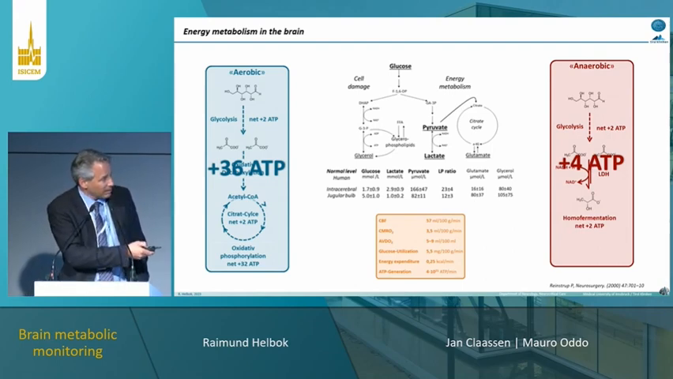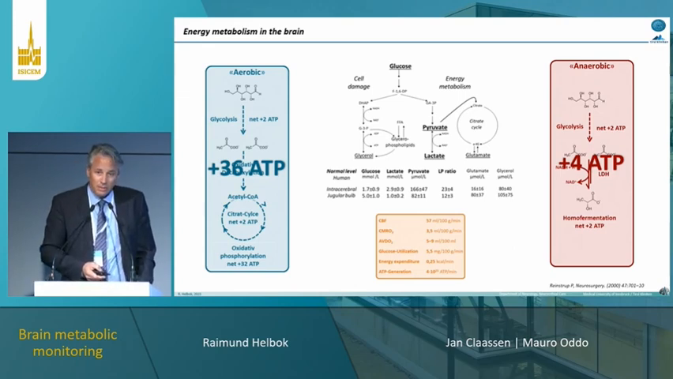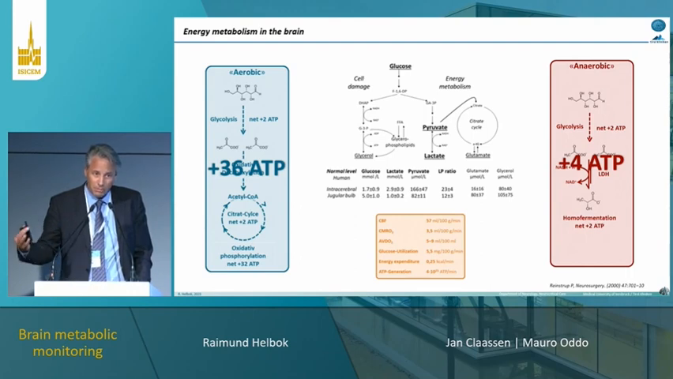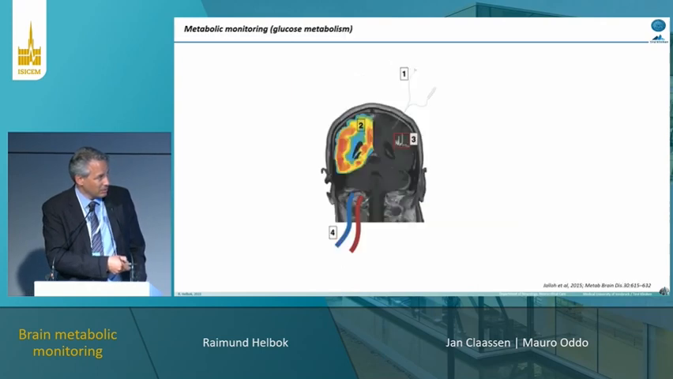And if that is not the case, you see a low energy production, a lactate increase, and this metabolic signature can actually give us a lot of information about whether hypoxia or ischemia occurs. And I will talk about many other implications which we can identify using metabolic monitoring.